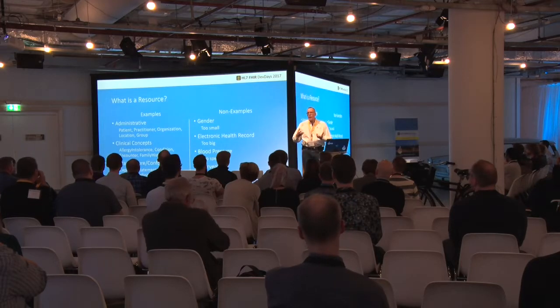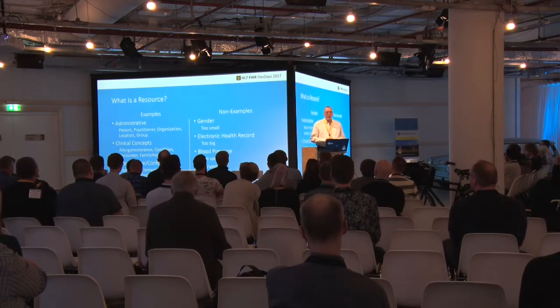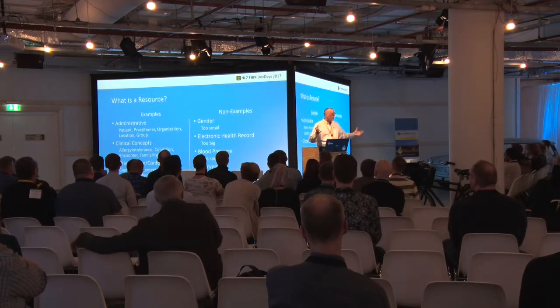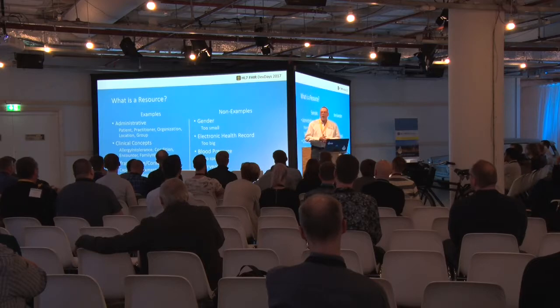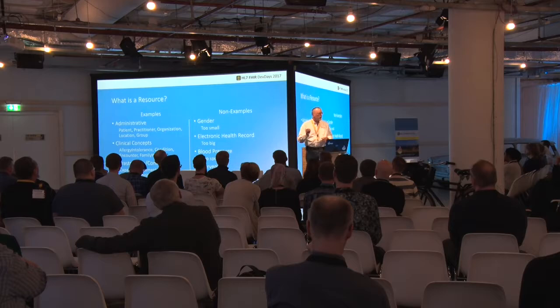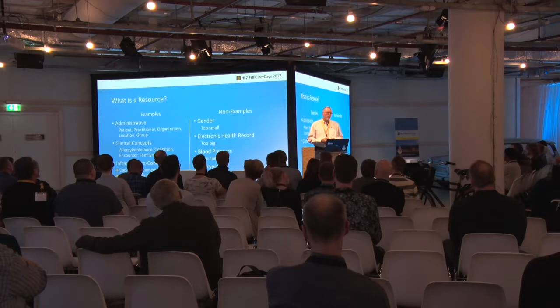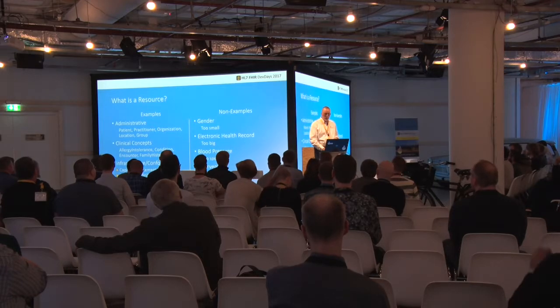Something too small, like an element or an attribute, like gender. Something that's too big, like the electronic health record itself, which is a collection of multiple resources. Blood pressure, well, that's a very specific thing. It's probably an observation, but a very specific type of observation. And intervention, again, probably too broad in terms of concept, so that, again, is a collection of different resources pulled together.